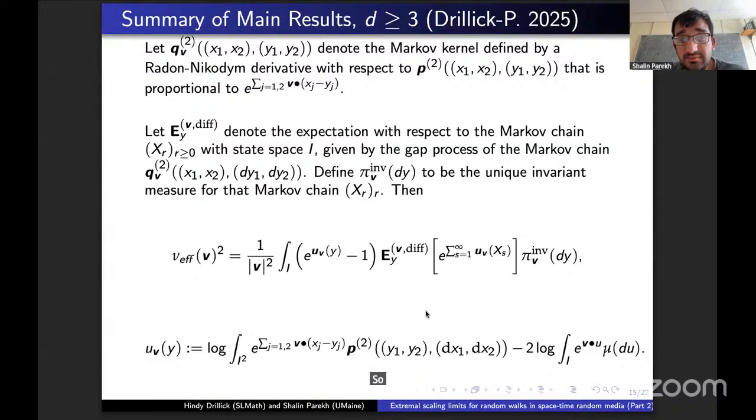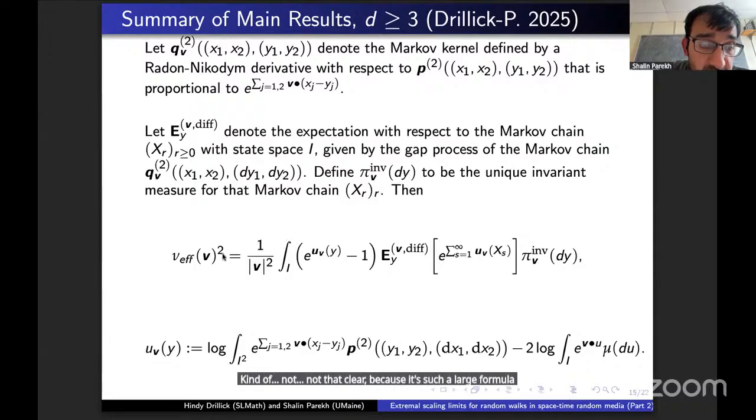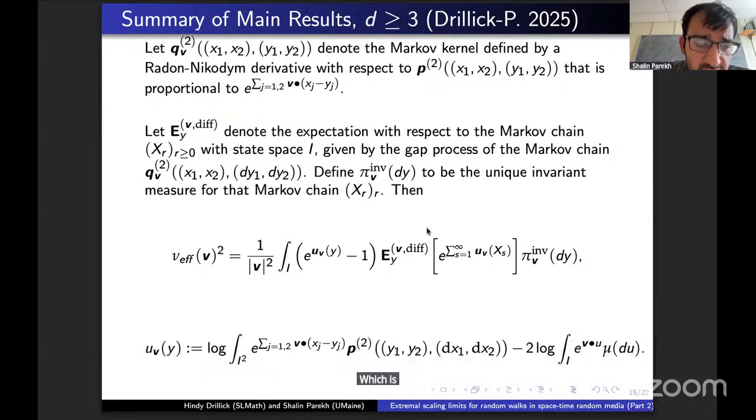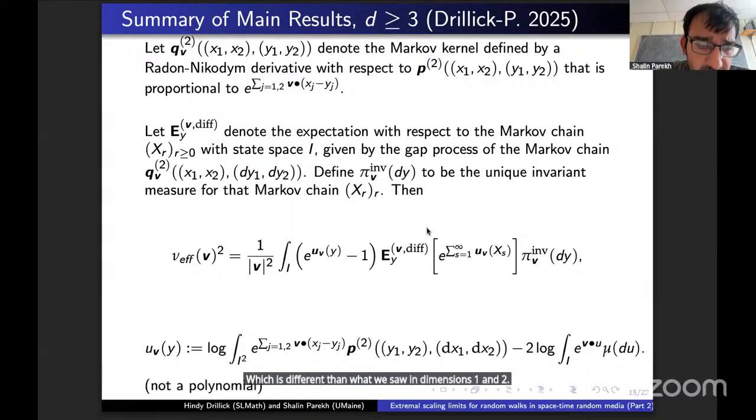I know it's probably not that clear because it's such a large formula, but in some sense, what I'm trying to say is that this effective variance in dimensions 3 and higher can be expressed as some kind of exponential functional, okay? Which is different than what we saw in dimensions 1 and 2. And notice here that this is not a polynomial function of V, which was the case in lower dimensions.